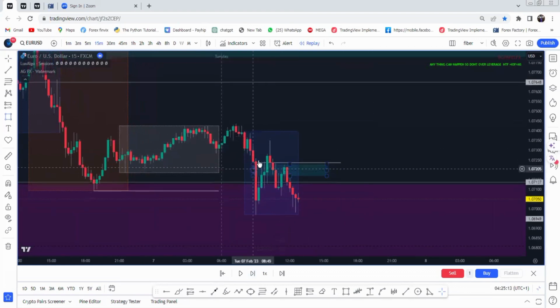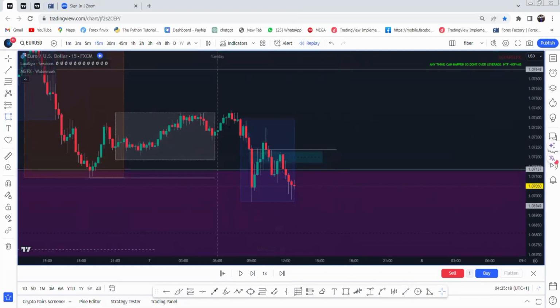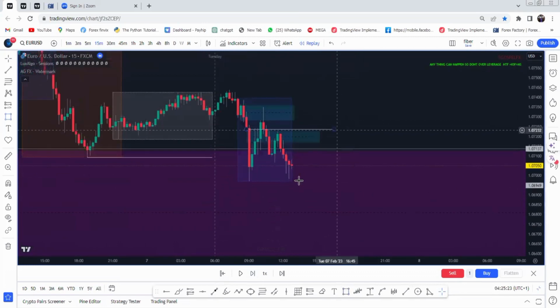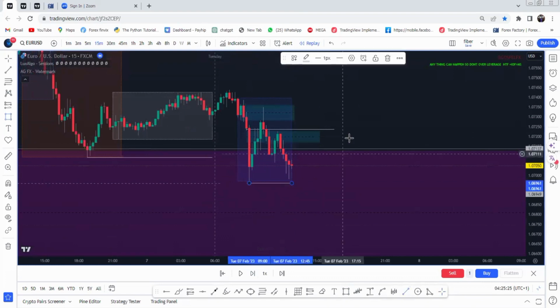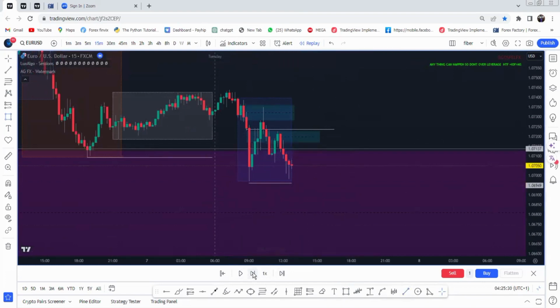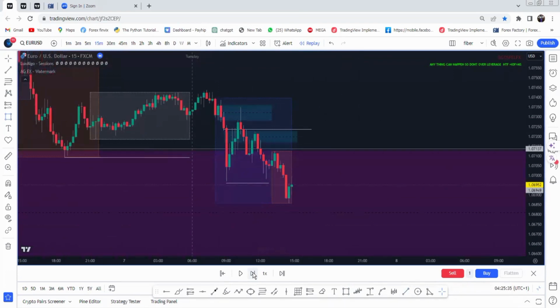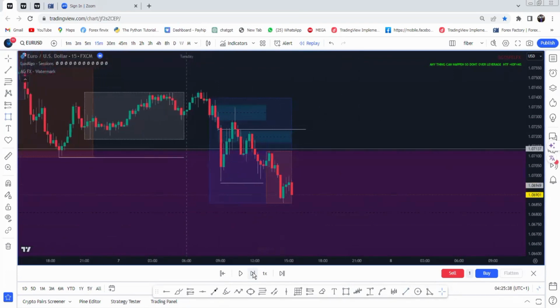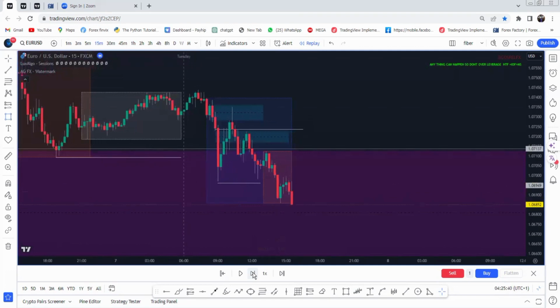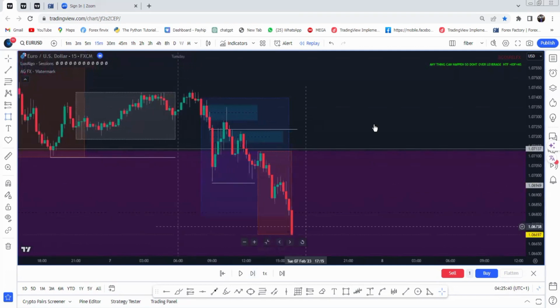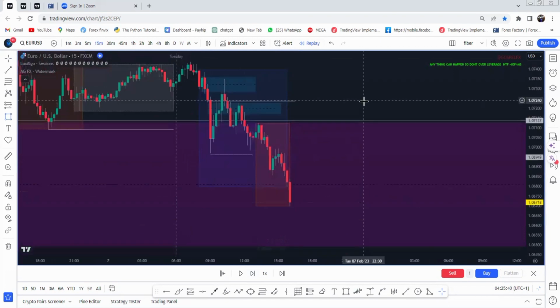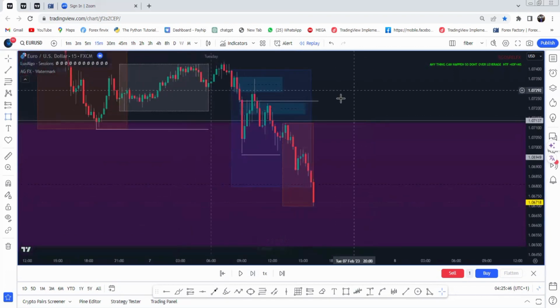All right, so we actually closed above it, but there was no displacement. And we quickly rejected from this other block. So let's see, seems price might still want to go higher, lower. So New York session takes the low, and then it drops more, even lower. So at this point, we are just watching.